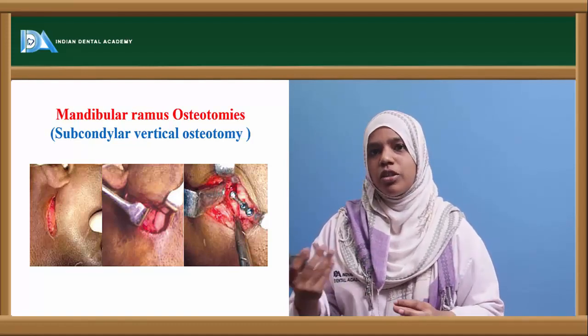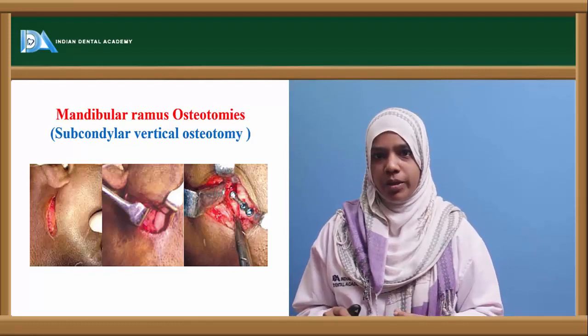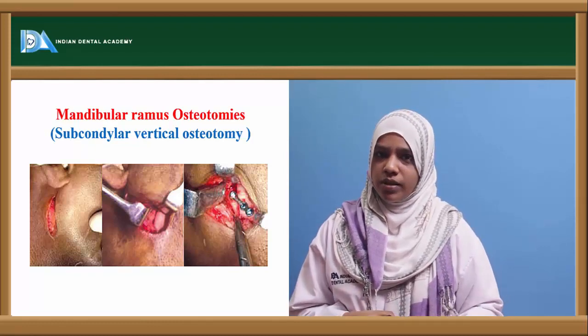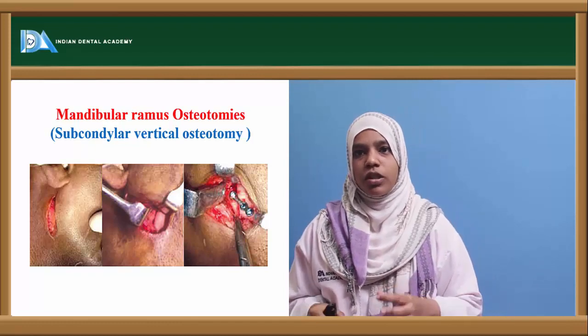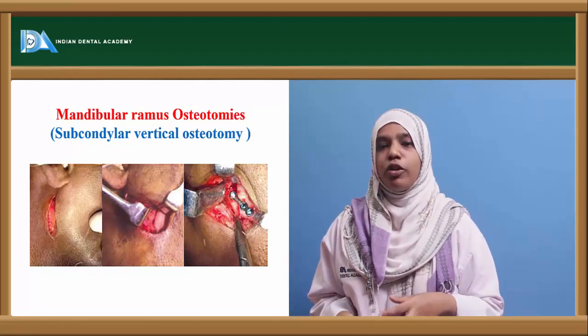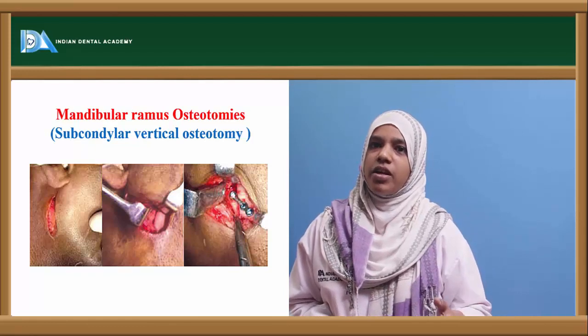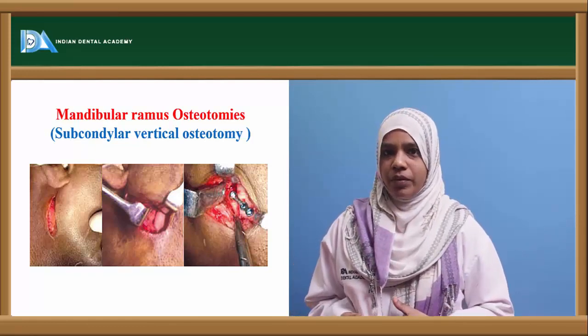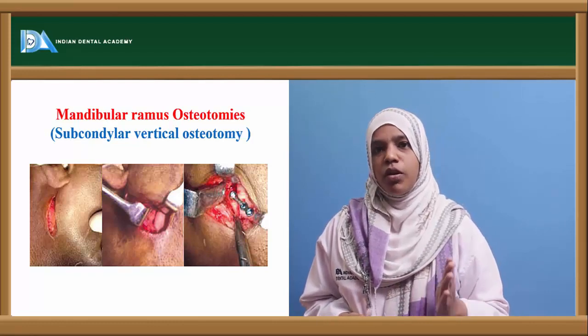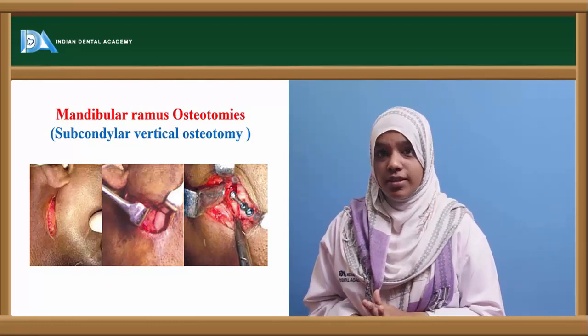You can do the same procedure on the opposite side. So you have two fragments, a medial proximal fragment and a distal fragment. Your neurovascular bundle and your teeth are present on the distal fragment, while your condyle and the posterior part are attached to the proximal segment. Now when you have to do a setback, your proximal segment will overlap your distal segment.